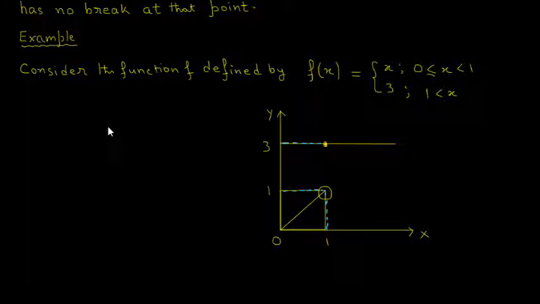Before going to the continuity test, let us take a small example to understand continuity. Consider the function f defined by f(x) = x, where x is greater than or equal to 0 and less than 1, and f(x) = 3 when x is greater than 1. If we draw the graph, it will look something like this, as shown in the figure.